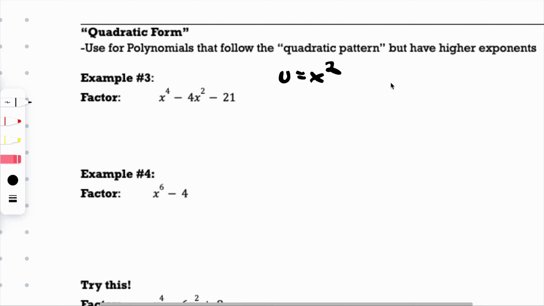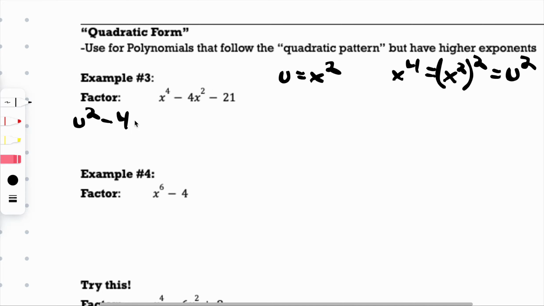So for example, when we have x to the 4th, that's the same thing as saying x squared, squared, right? Because remember our exponent rules that we learned last lecture, we multiply these two exponents and we get 4. And wherever I see an x squared, I can just sub in a u, so this is equal to u squared. So instead of writing x to the 4th, I'm just going to write u squared minus 4. I have another x squared, so I'm going to write u minus 21.